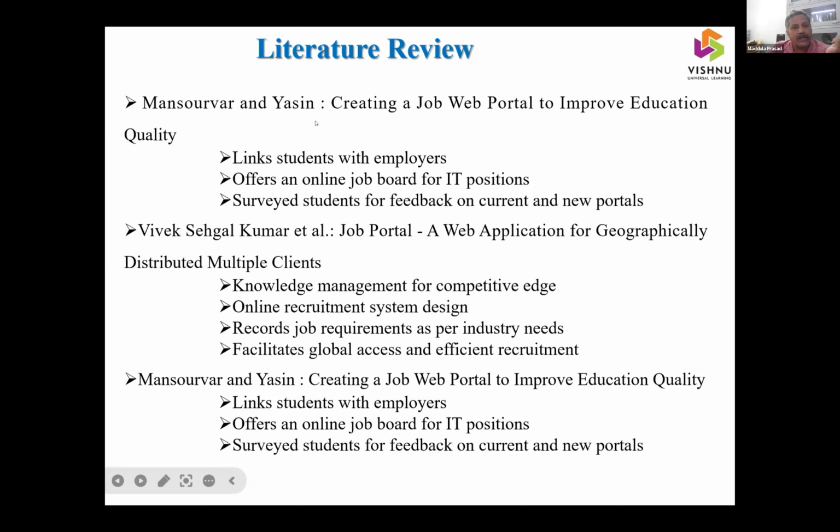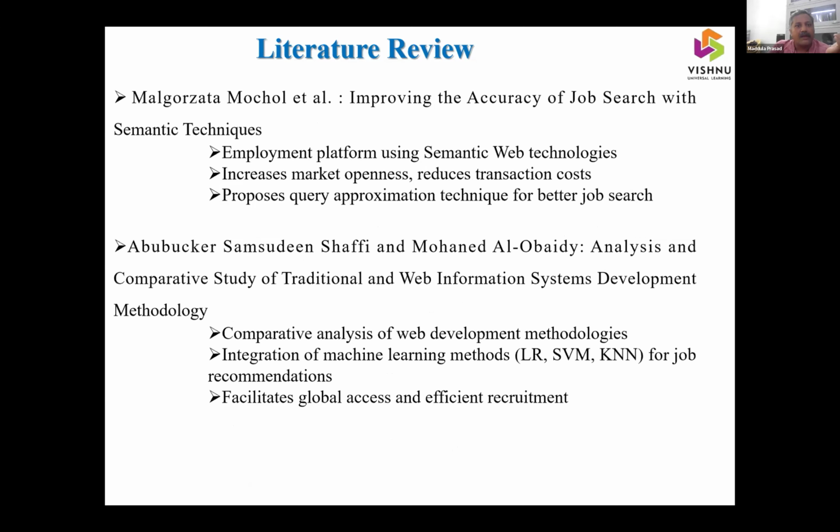At the next level, the same Mansarovar and Yasin provide another research paper. They provide a student feedback system in the new portals. In the next level of web portal technology, the aim is to increase the accuracy of job search. When I perform a job search with a particular keyword, suppose I am searching for database administrator, it shows network administrator. That is not correct. That's why another paper proposed job search accuracy using semantic techniques like query approximation techniques. So now it's somewhat the latest.